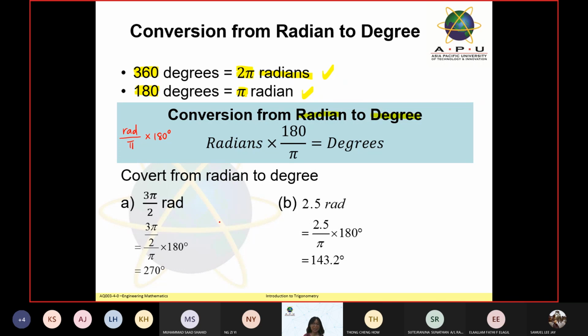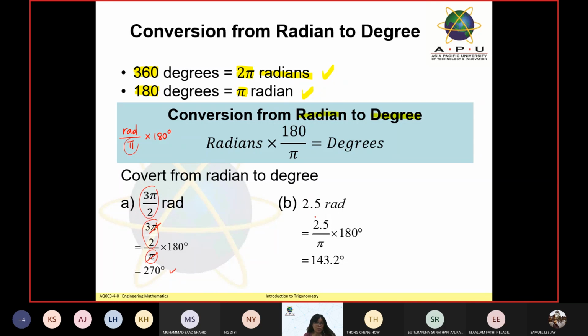How are we going to calculate it? For example, let's say you have 3 pi over 2 radian. You divide it by pi, because 1 pi is equal to 180, so you take the radian divided by pi, then multiply by 180. When you solve it, you can cancel the pi. So 3 over 2 times 180 is 270 degrees.